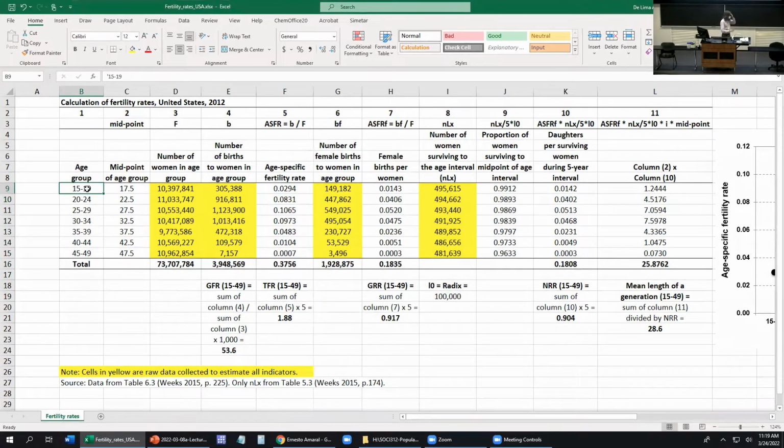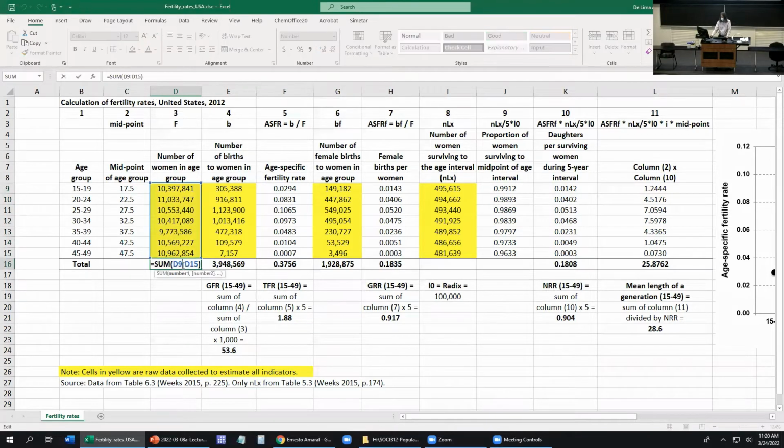So let's start from the easiest thing, from the left to the right. The midpoint of an age group, first, I will use it later on. I will just get the beginning of the age group plus the beginning of the next age group and divide by 2. Right, so in this case here, it's 15 plus 20 divided by 2. This one here, it's 20 plus 25 divided by 2. Number of women, if I sum them all, I have 73 million. Number of children that they had in the period, if I sum them all, I have 3.9 million.